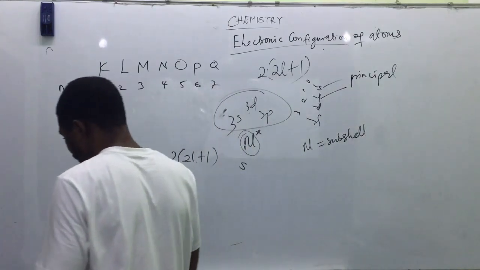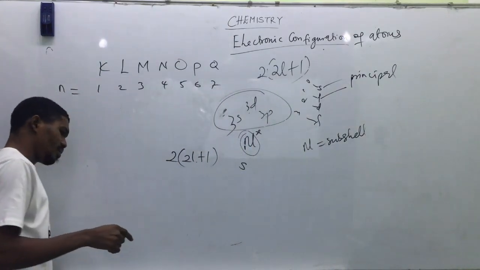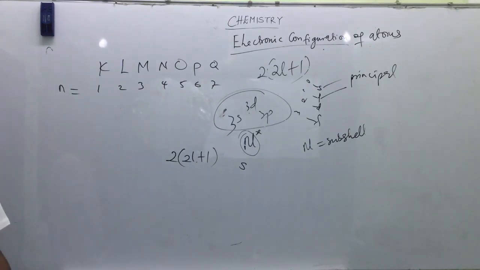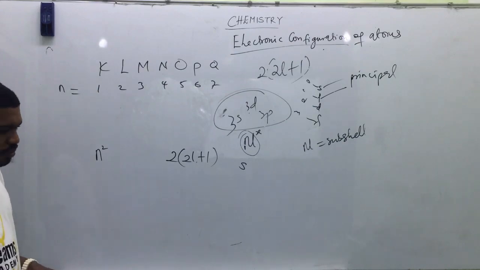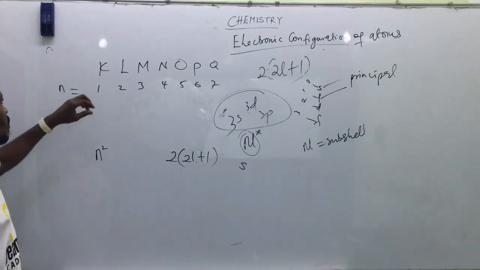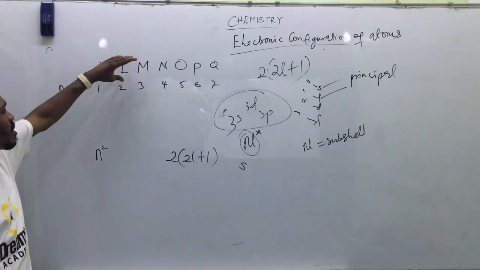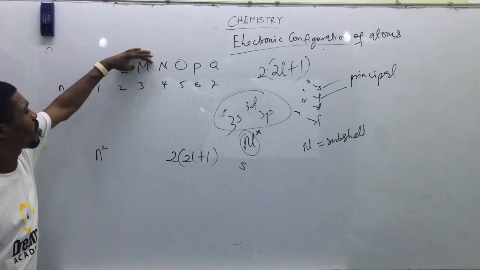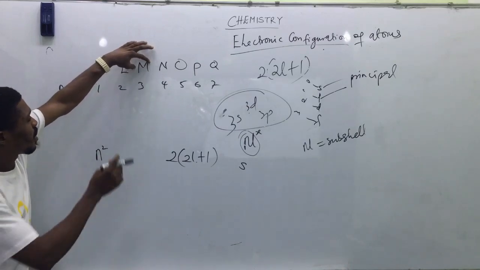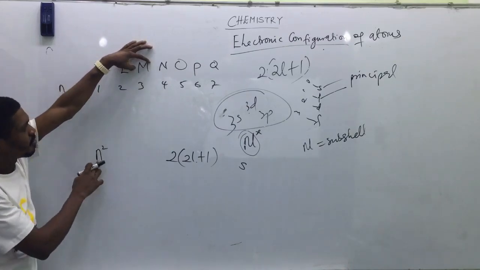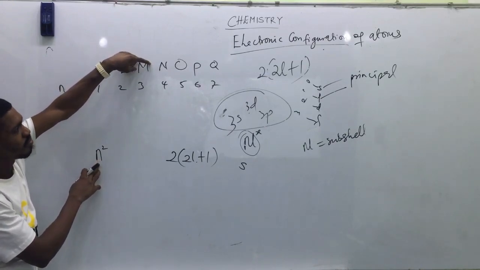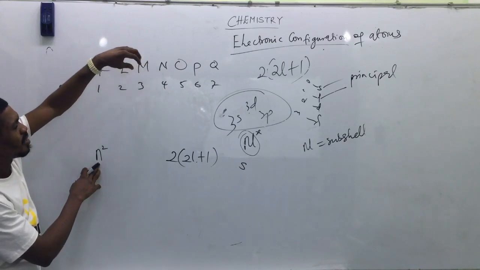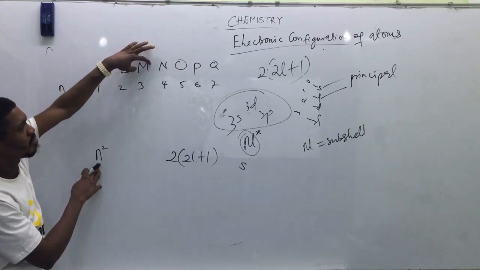Then the third rule governing electronic configuration is that the number of orbitals present in every shell is n squared. Take note of this. That means, for example, if I want to know the number of orbitals in the M shell, I will substitute n as 3. So it means there are 9 orbitals in the M shell.